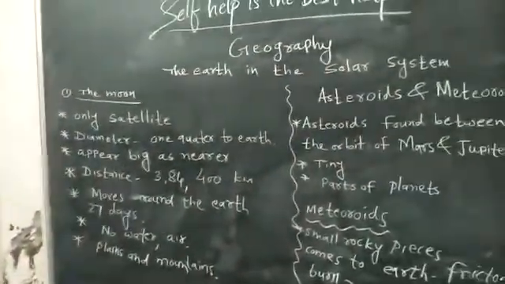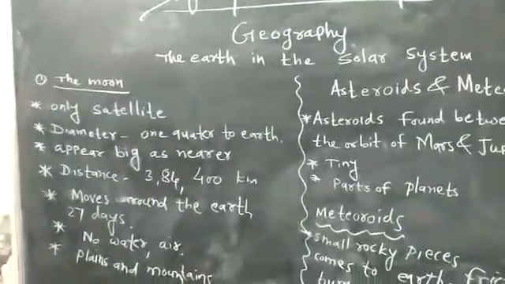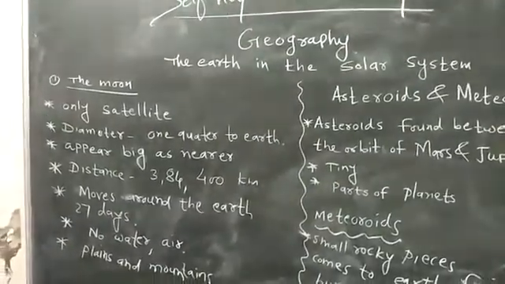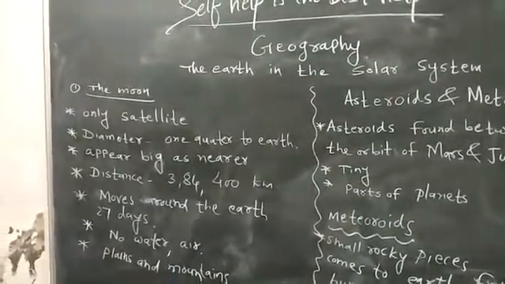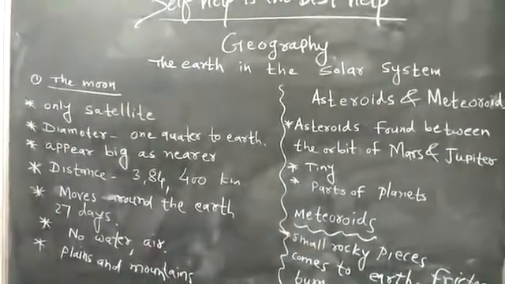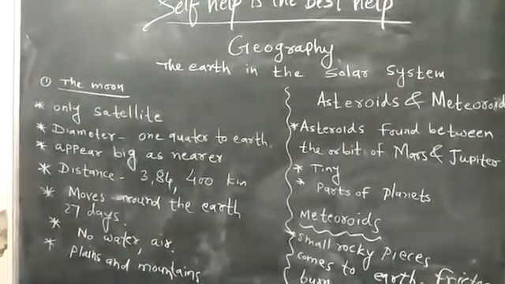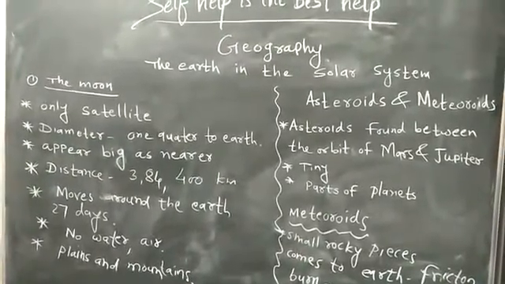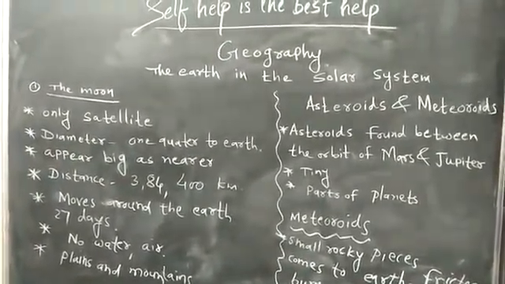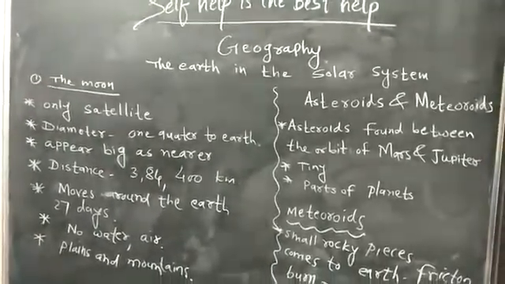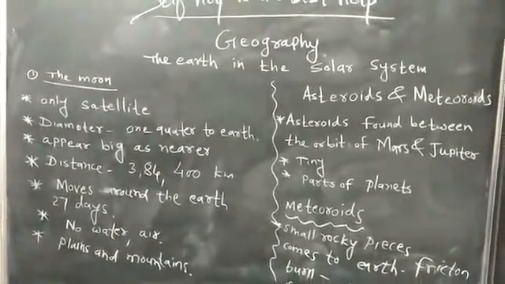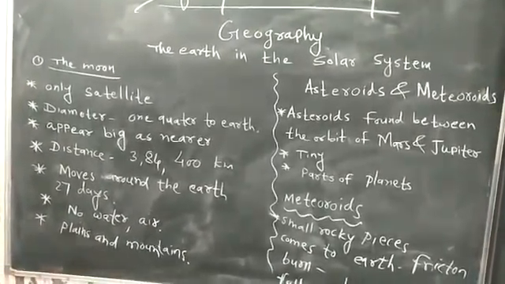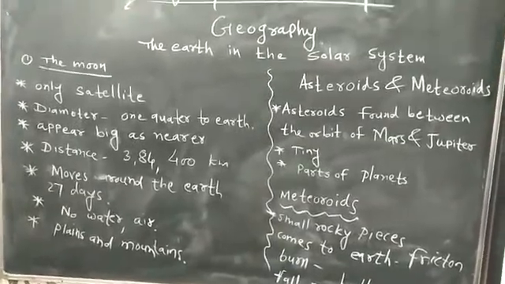So you already know that the moon is the only satellite of the earth that is a natural satellite. And we have already studied about artificial satellites or man-made satellites. But the moon is the only satellite that is natural, that is created naturally. And why is it called a natural satellite of Earth? Because it rotates around the Earth. That's why it is called a natural satellite of the Earth.